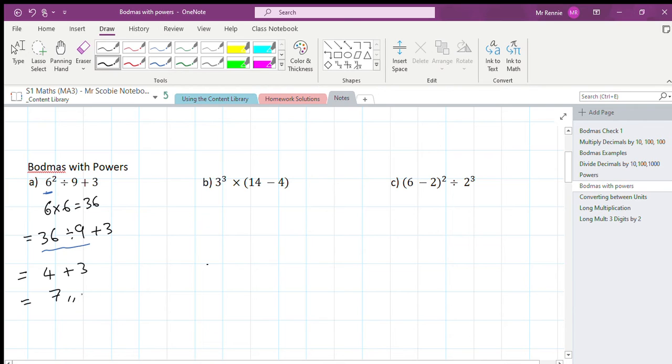Okay, so make sure you copy that down. That's the working I expect to see with a class when they're trying these questions. Work out what those powers are, then deal with them, put them back in the question, then deal with what you have to deal with one at a time.